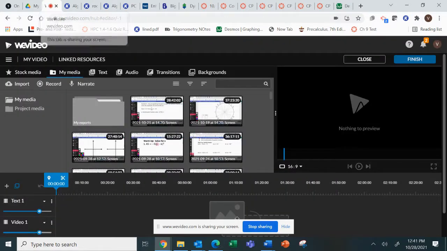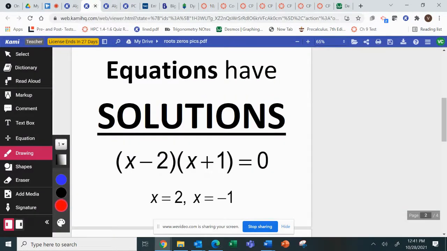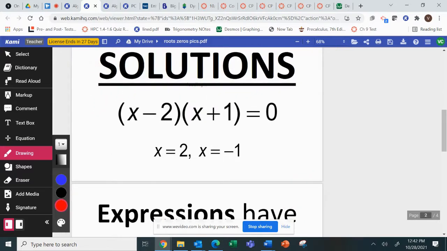Also, this equation does not have a y in it or an f of x. This equation only has one variable. So if I'm asked to solve, I'm going to solve for x because that's the only variable there. So when we're asked to find solutions, there's only one variable. All right? And then look how I wrote the solutions: x equals 2, x equals -1.